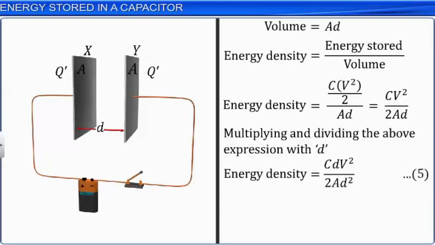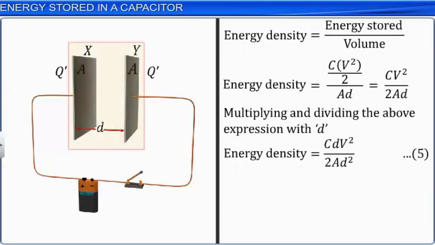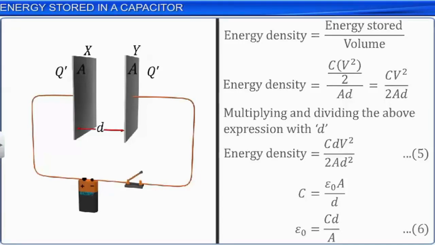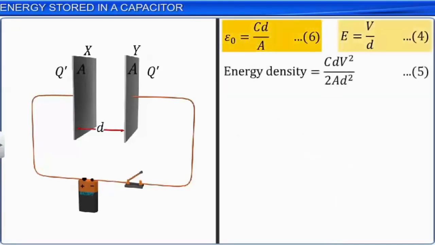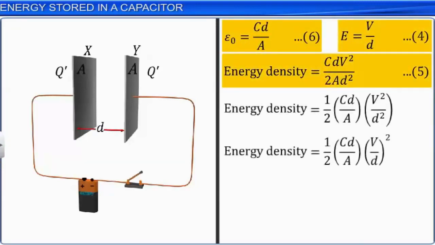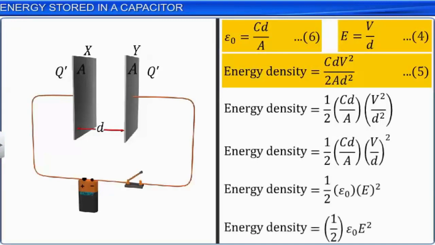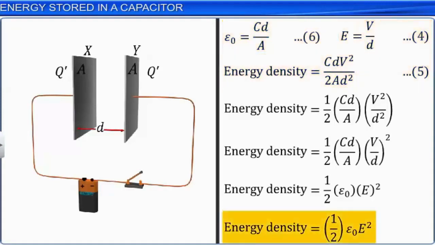For a parallel plate capacitor, we know that the capacitance C is equal to epsilon naught A by D. Therefore, CD by A is equal to epsilon naught. Let this be equation 6. Substituting equations 6 and 4 in equation 5 and simplifying, we get energy density is equal to half epsilon naught into E square. This equation for energy density holds good for the electric field of any charge configuration in general.